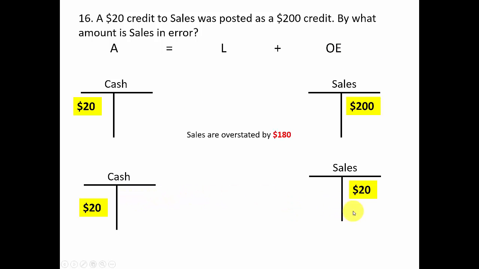This is what we should have done. We should have debited cash and credited sales for $20. Instead, we debited cash for $20 and credited sales for $200. Therefore, sales are overstated by $180.